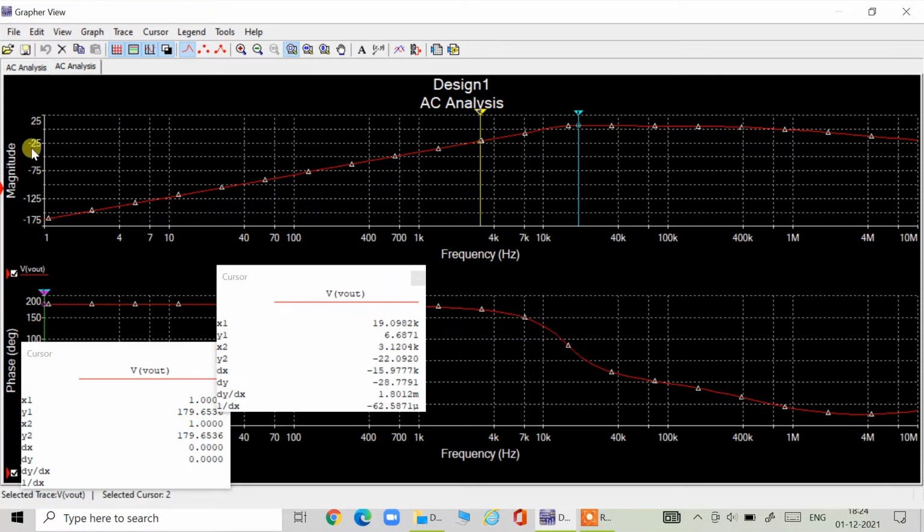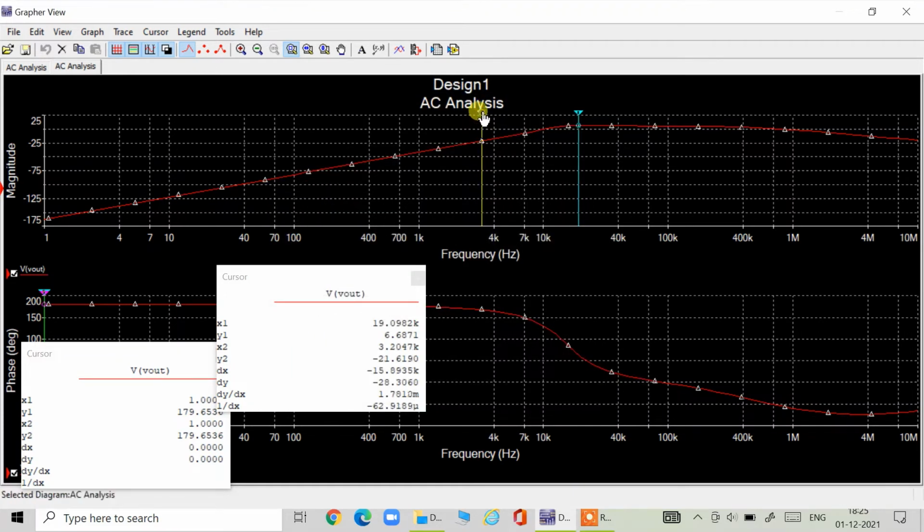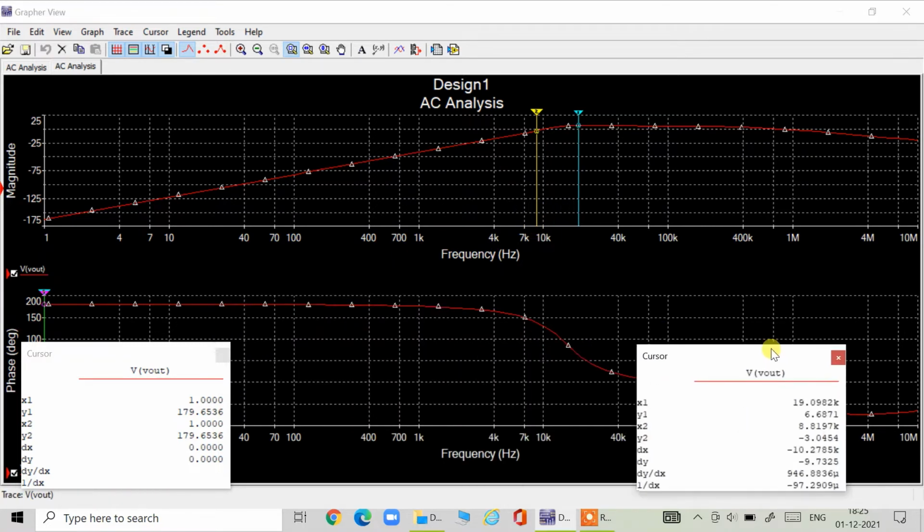So first I have to check whether this value is in decibel or not. So the axis property is in decibel. Okay, now I want y1 minus y2 to be 3, meaning dy equal to 3. You can find it here where it comes to 3. It is somewhere here. So this will indicate my cutoff frequency. The value of x2 will give me the cutoff frequency of this particular response. This is the cutoff frequency.